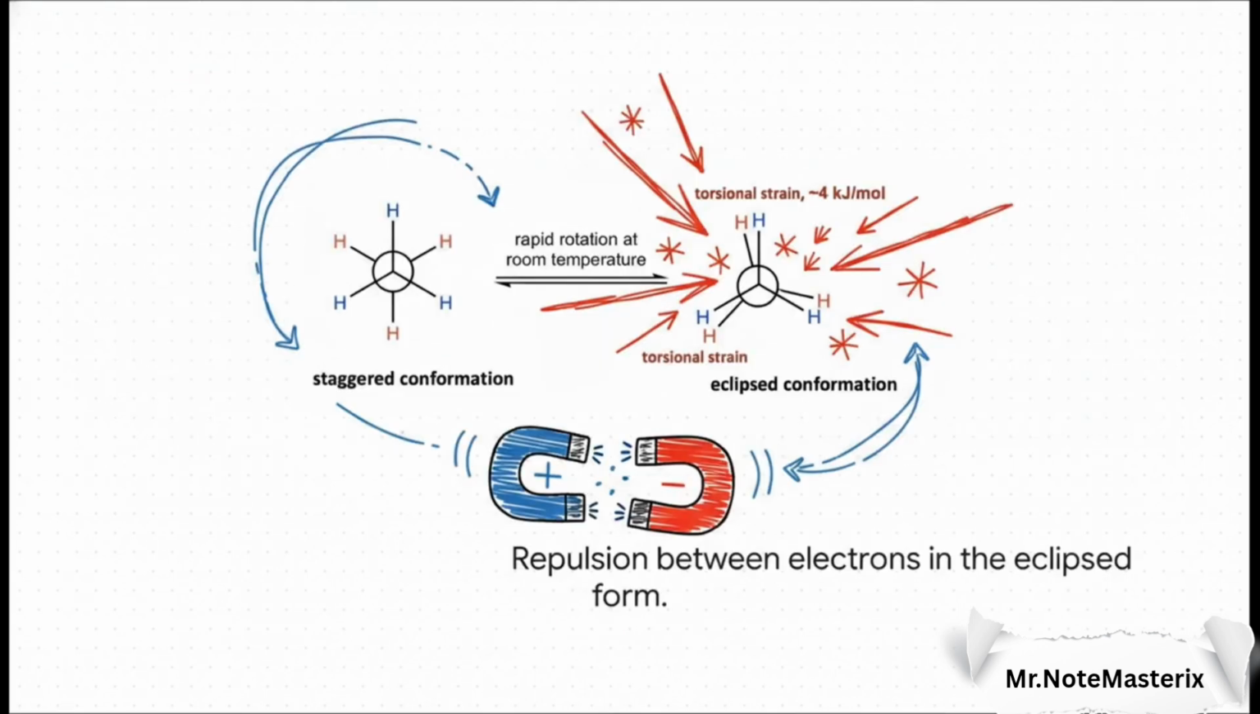So why does any of this spinning matter? Well, meet the villain of our story, torsional strain. When the molecule is in that eclipsed shape, the electron clouds around the hydrogen atoms are shoved right up against each other. And just like when you try to push the same poles of 2 magnets together, they repel. They push each other away. This creates a ton of instability and jacks up the molecule's energy. It's just really uncomfortable for the molecule.